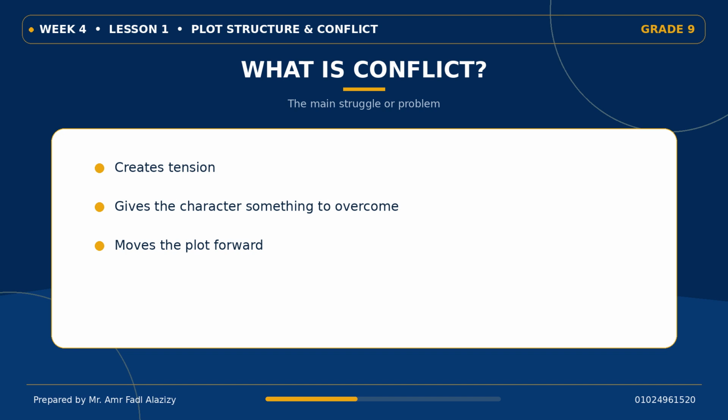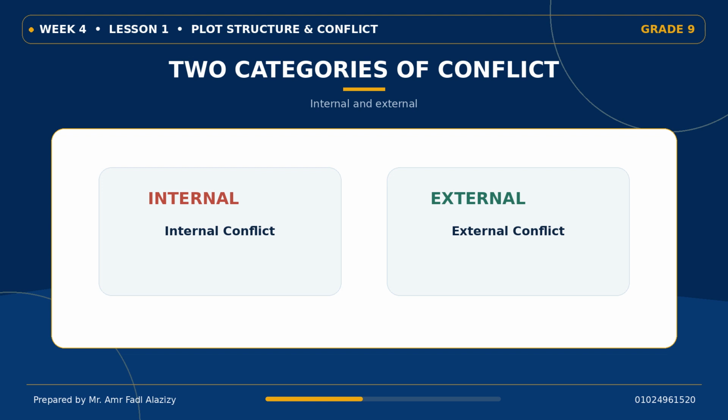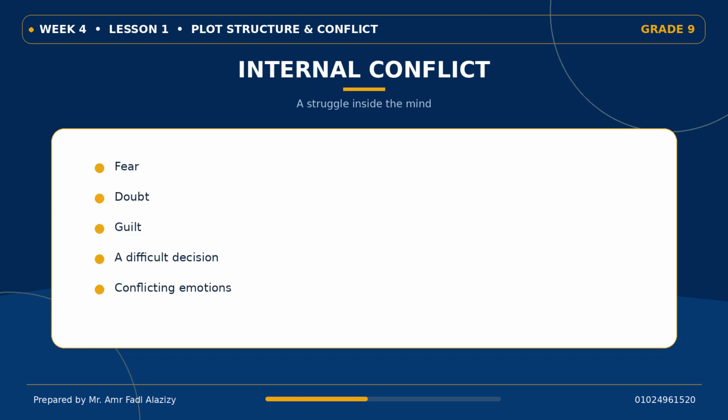Now let us talk about conflict. Conflict is the main struggle or problem in a story. Conflict creates tension and gives the character something to overcome. Without conflict, a story may feel flat or uninteresting. There are two major categories of conflict: internal conflict and external conflict.